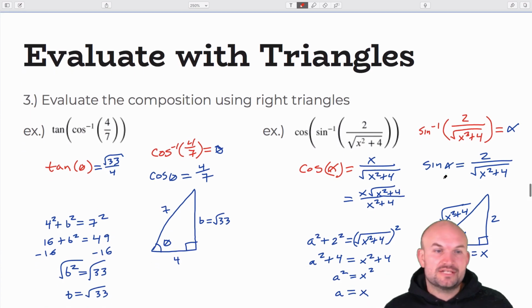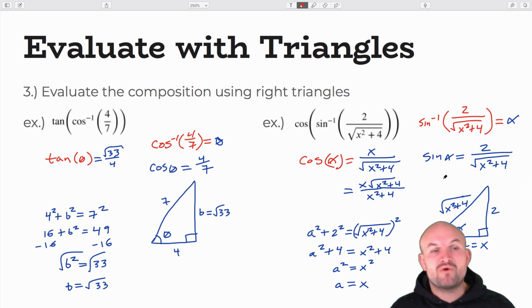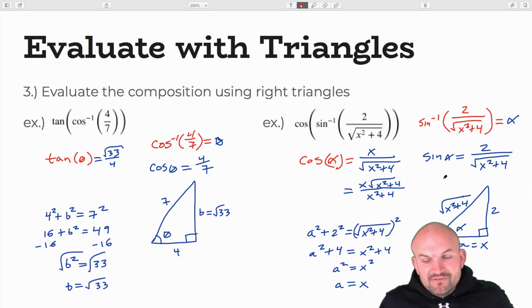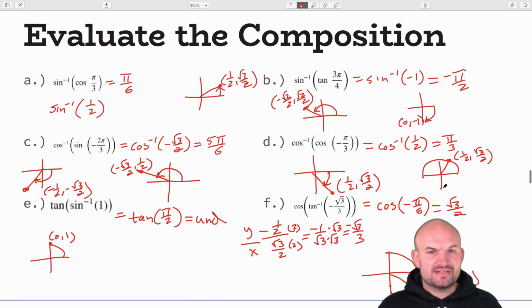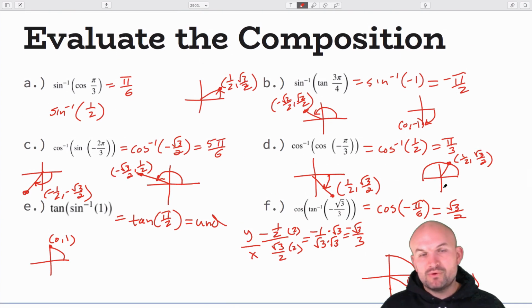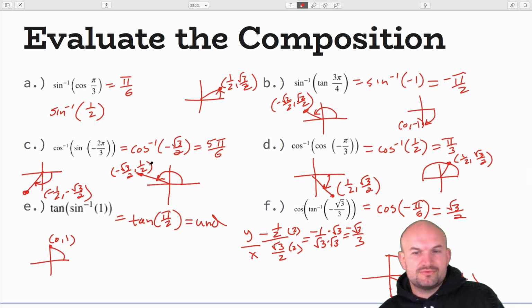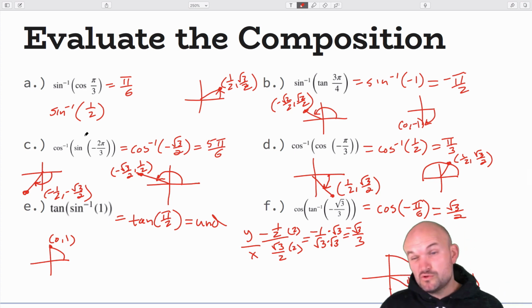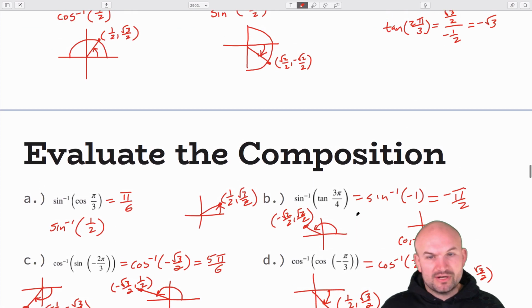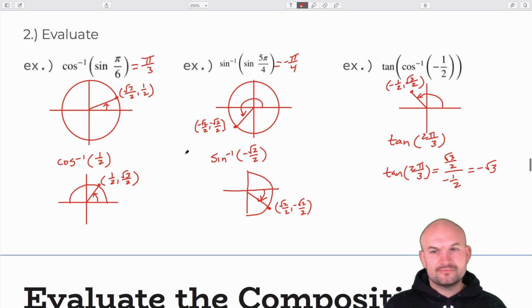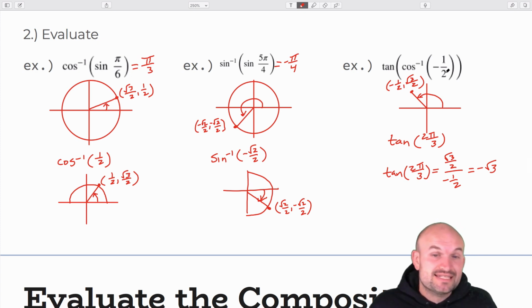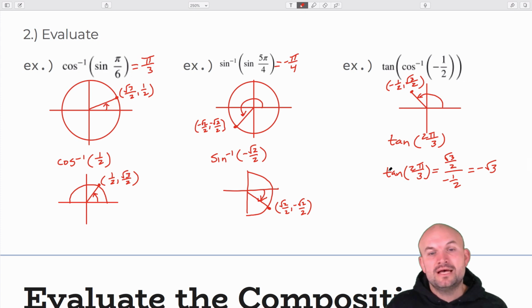All right, on to the next one, which is evaluating with triangles. So everything that we did up here, I didn't really explain why we're using the unit circle, but we were using it because these were all angles or values that we are familiar with from the unit circle, like pi over 3, 3 pi over 4, negative pi over 3, negative 2 pi over 3. Those are angles that we recognize from the unit circle. 1 and square root of 3 over 3, or negative 1/2, those are points, or at least ratios, that we recognize from the unit circle.